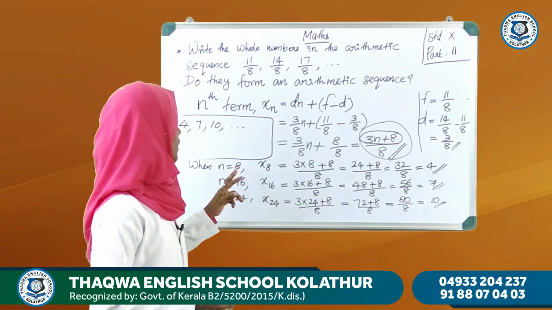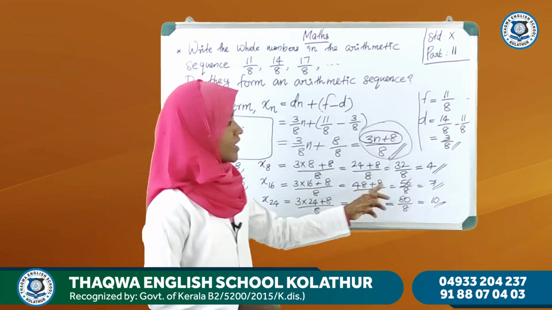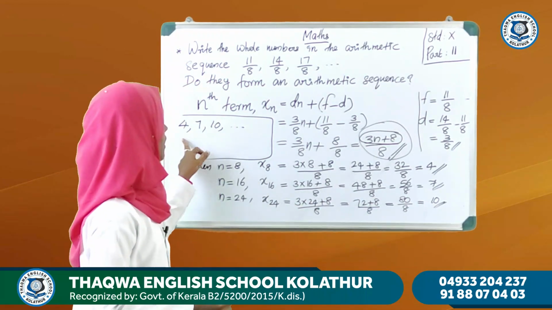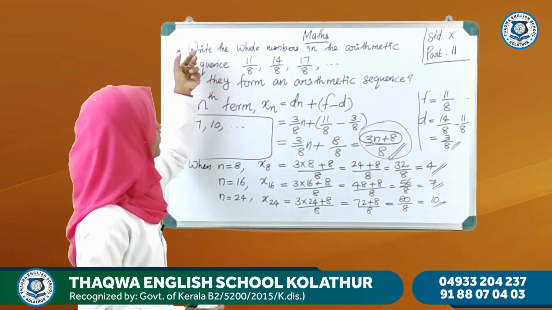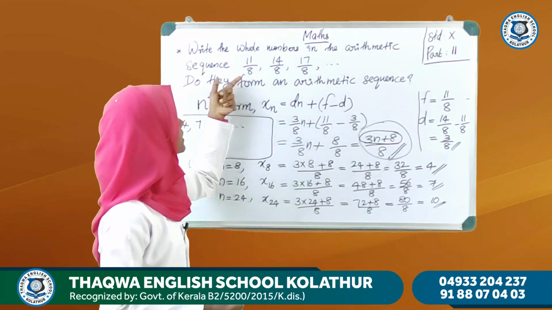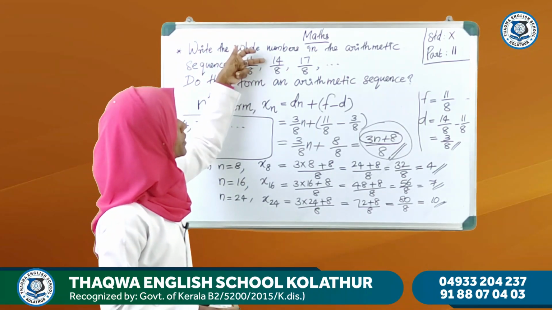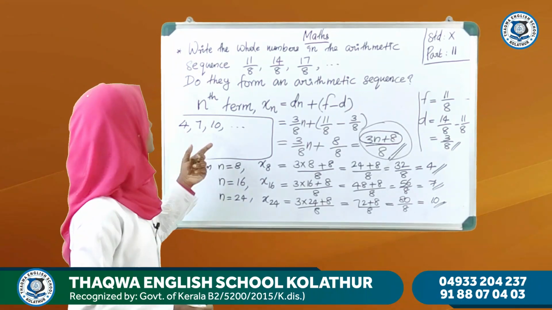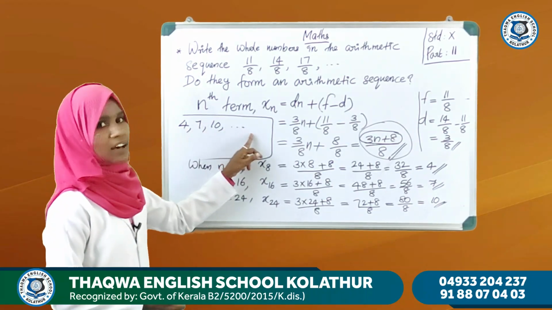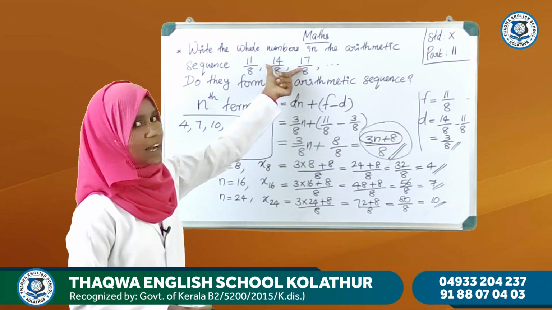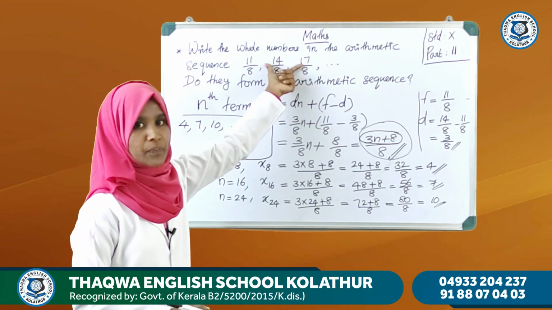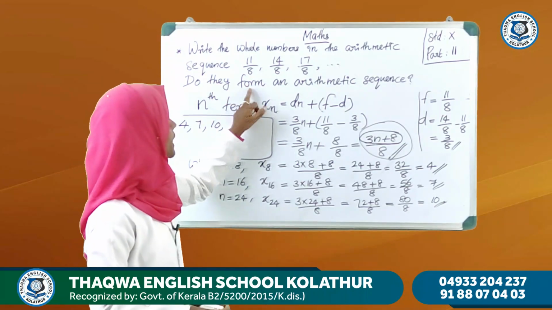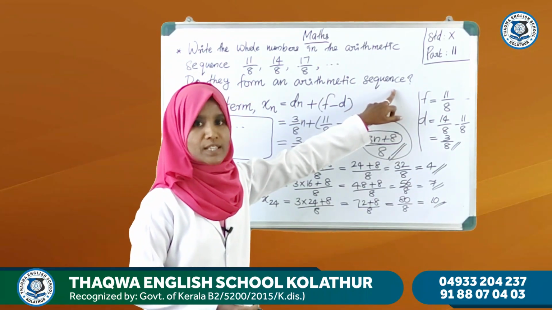Now, when n equals 8, 16, 24, etc., the values are 4, 7, 10, etc. These are the whole numbers. So, our question, write the whole numbers in the arithmetic sequence 11 by 8, 14 by 8, 17 by 8, etc. The answer: 4, 7, 10, etc. are the whole numbers of the given arithmetic sequence. Now our second part, do they form an arithmetic sequence?